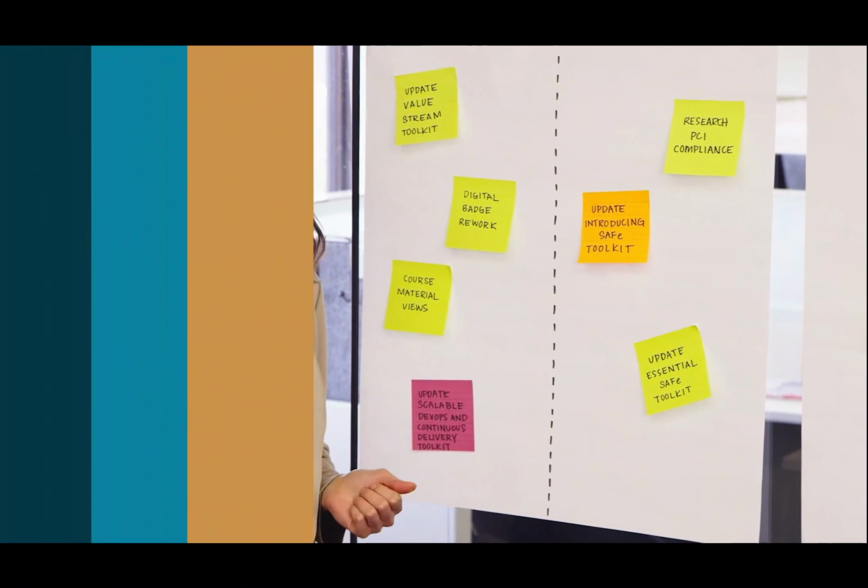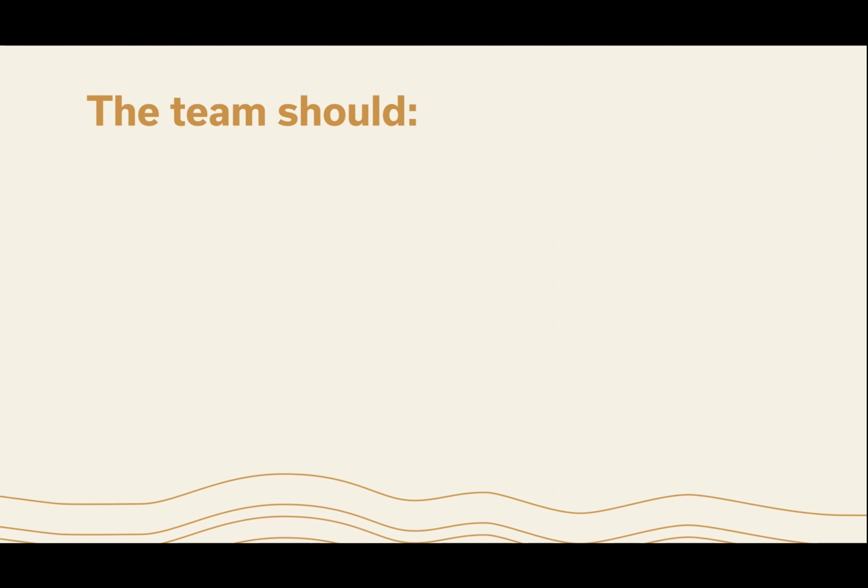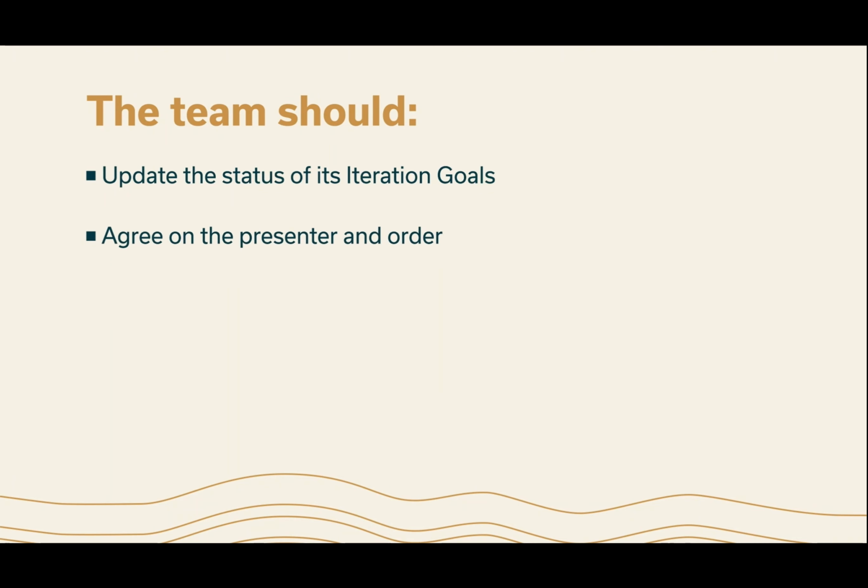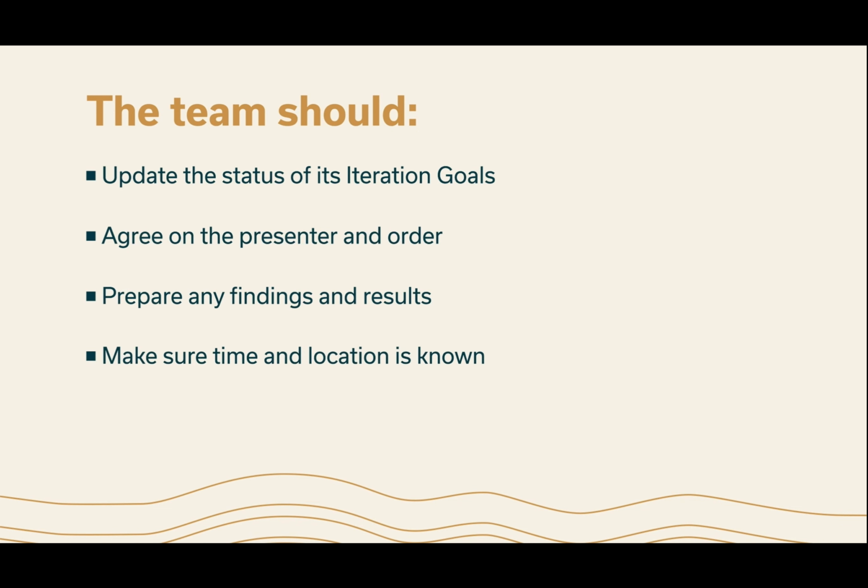before iteration execution. Ahead of the iteration review, the team should update the status of its iteration goals, agree on the presenter and order of the stories to be demonstrated, prepare any findings and results required to demonstrate stories, make sure the time and location of the iteration review is known, invite any other stakeholders who will want to see the team's progress, which may include members of other teams. Note that although Agile release-trained stakeholders may attend, their interest and level of detail are usually better served by the system demo.